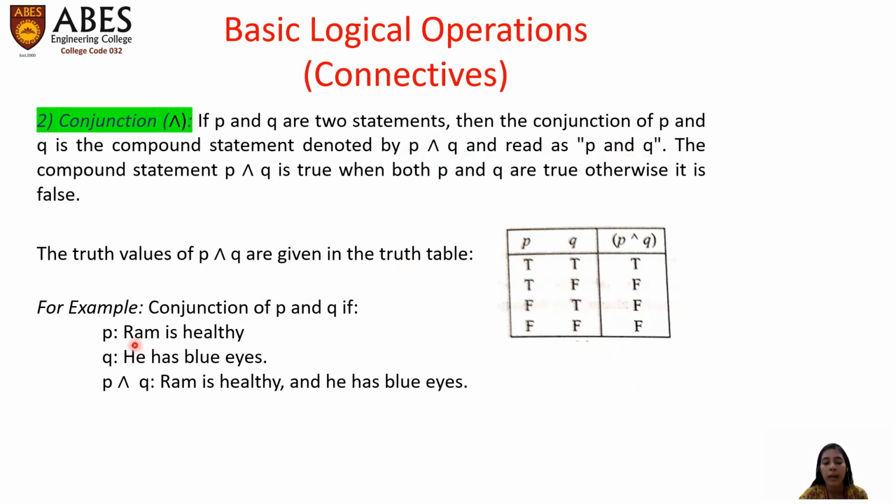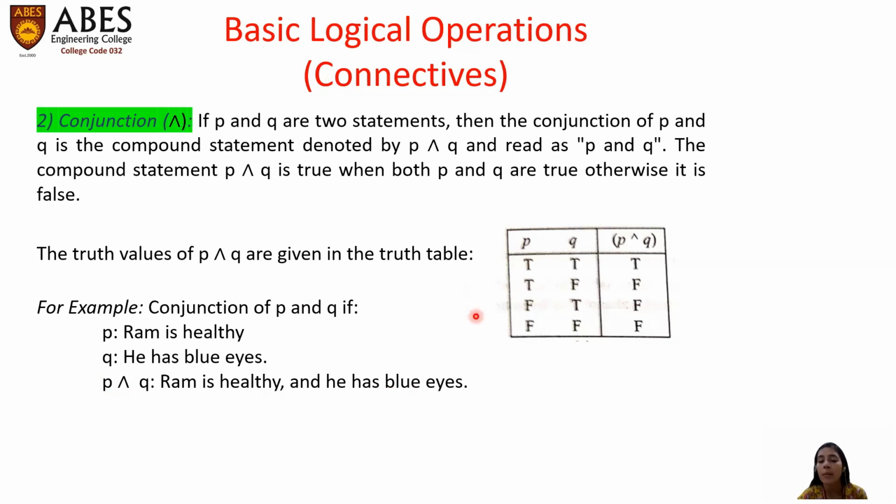For example, if we have two propositions, let's say P is saying that Ram is healthy, and proposition Q denotes the statement he has blue eyes, and we have to find the conjunction of these two propositions P and Q, then the conjunction will become a new proposition, which is a compound proposition. The proposition will become Ram is healthy, and, because conjunction is read as and, he has blue eyes.